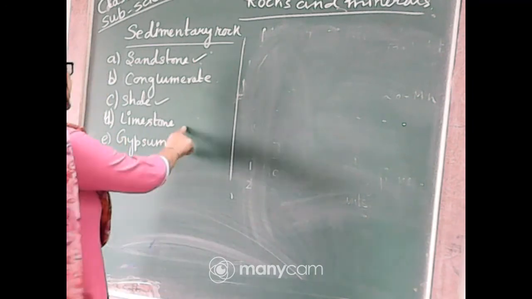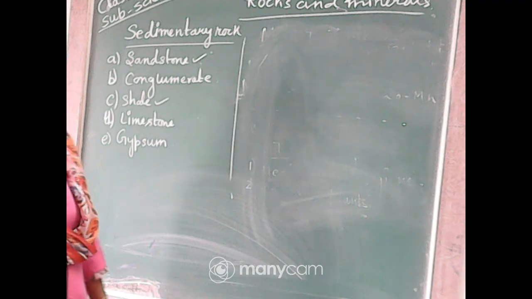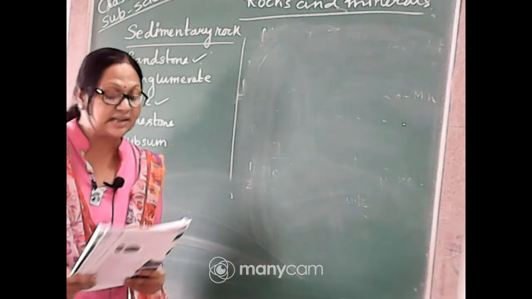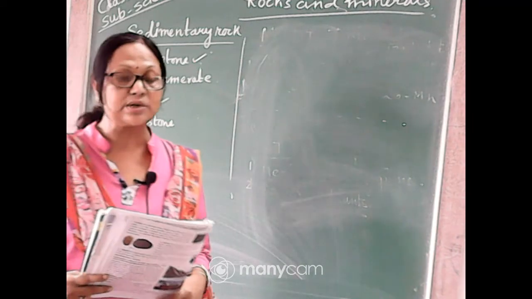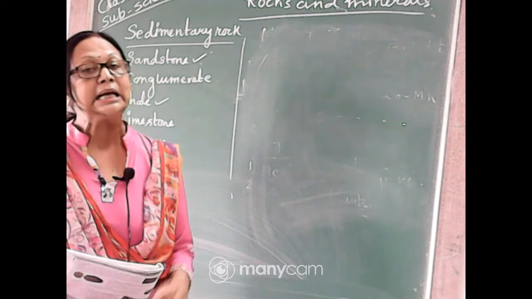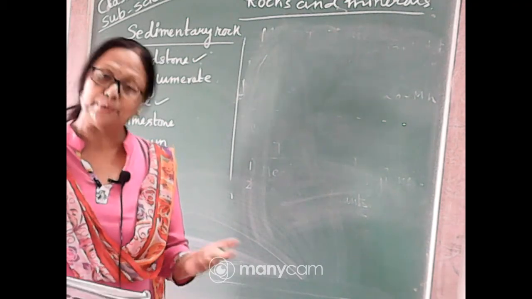The fourth one is limestone. It is very important, and there are so many uses of limestone. So what is limestone? Limestone is made up of a mineral called calcite, and by the name calcite we can understand calcium is there, carbonate is there.